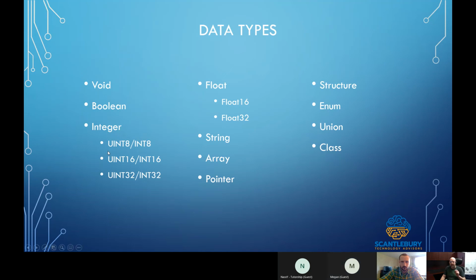An integer. So this is a number, right? My age is an integer, okay? And it can be signed or unsigned. A uint is an unsigned integer, meaning there are no negative numbers. It can go from 0 to whatever number. So that's what uint versus int means.